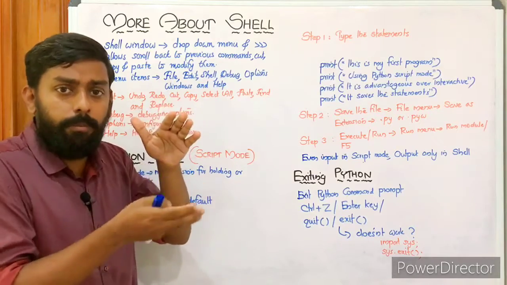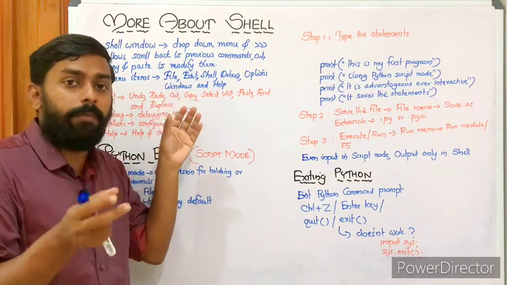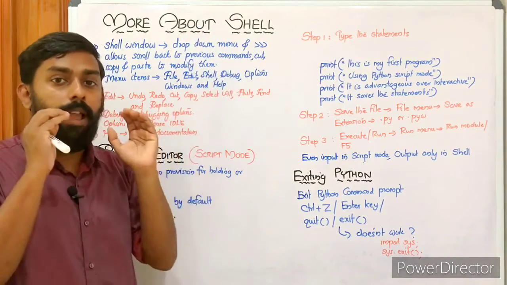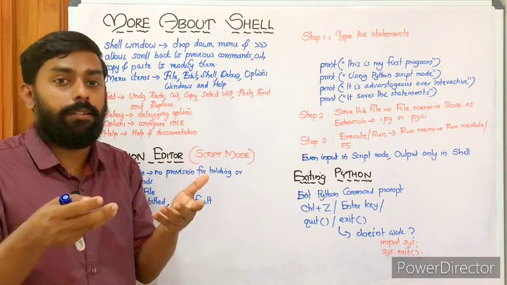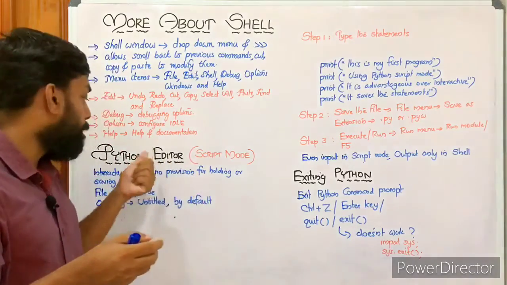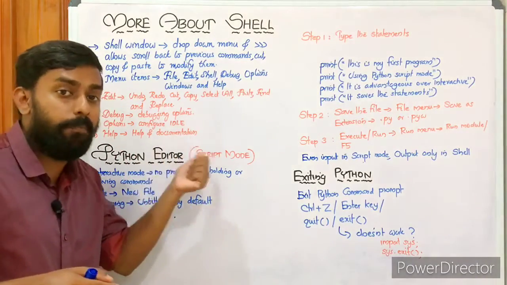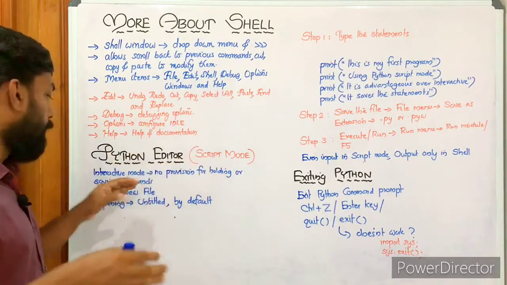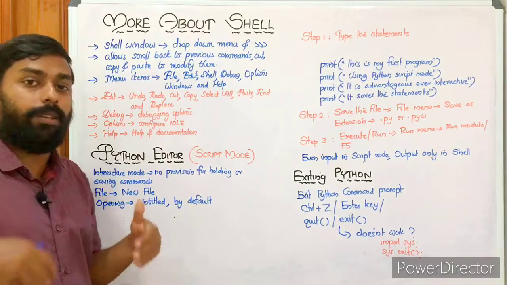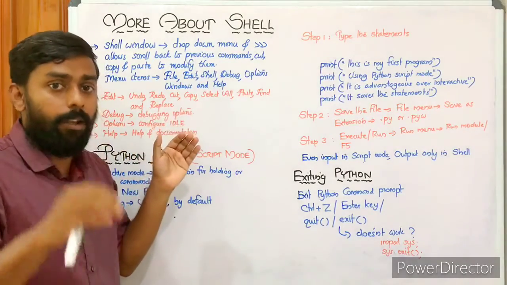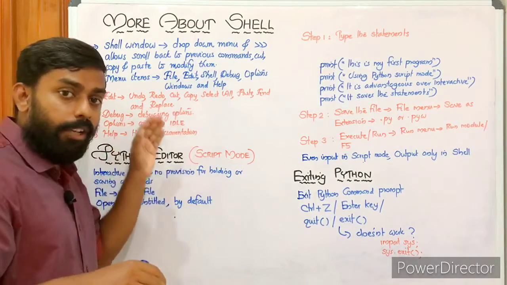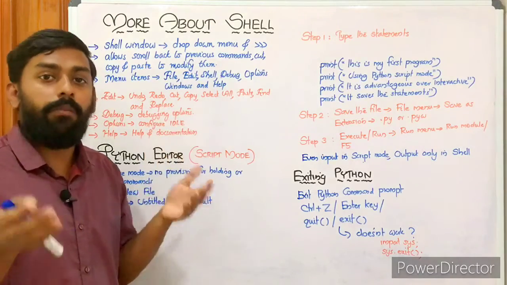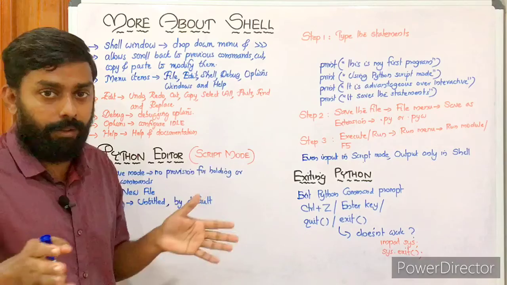Yes, a number of codes will be there in a software, which is not supported by Python shell mode or interactive mode. For the purpose of adding multiple lines, we have to use Python editor mode or Python script mode. Interactive mode has no provision for holding or saving commands, saving Python statements, but Python editor mode or script mode supports multiple lines, and we can save and hold whatever we want.